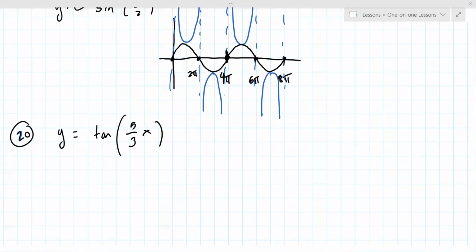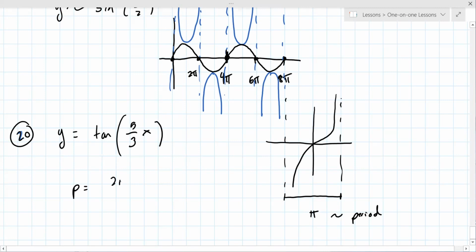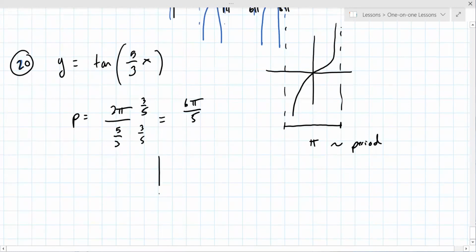So the parent function of tangent, don't they look like little cubics? They do, except they're bound between these vertical asymptotes. So the width of one of these is pi, which happens to be the period. Whatever we find the period to be of this, because the period of this is 2 pi over 5/3, which means you multiply top and bottom by 3/5, you get 6 pi over 5 as your period. That's going to be the width of your tangent.